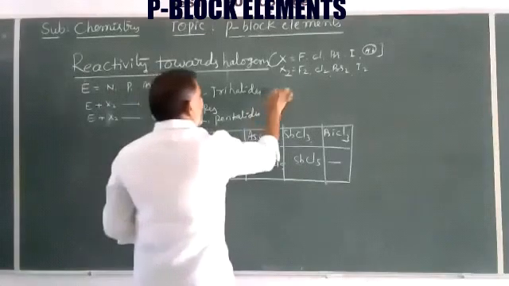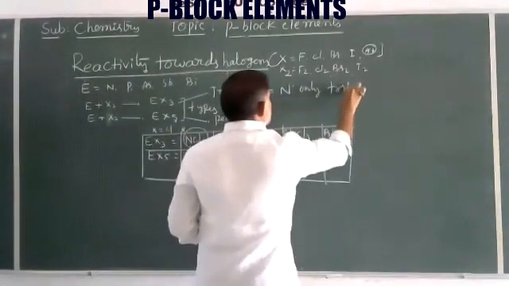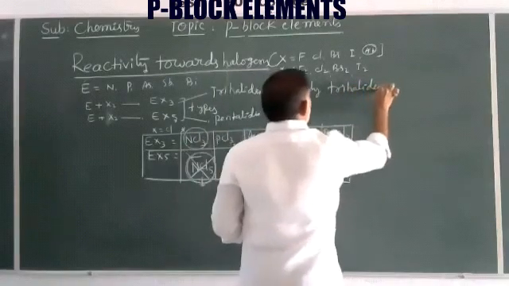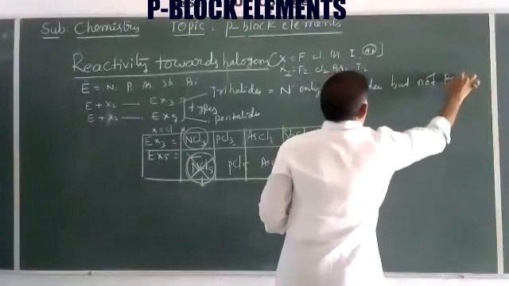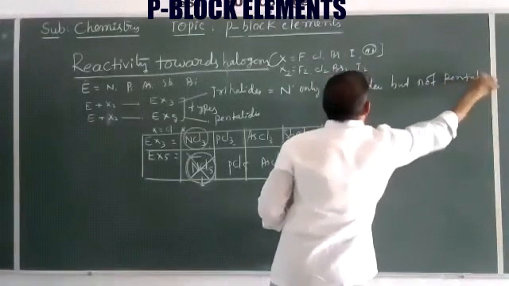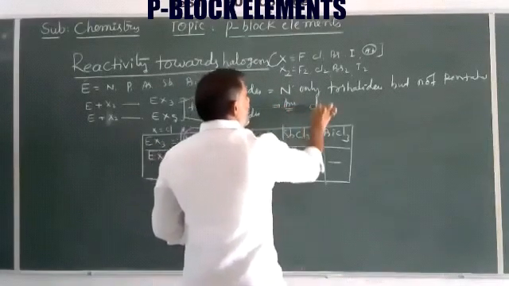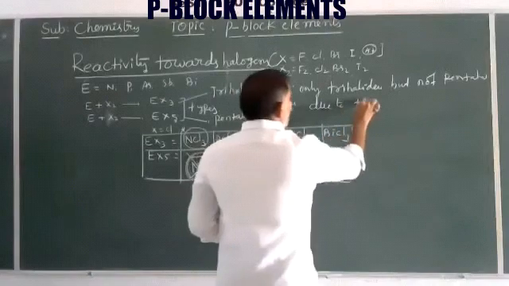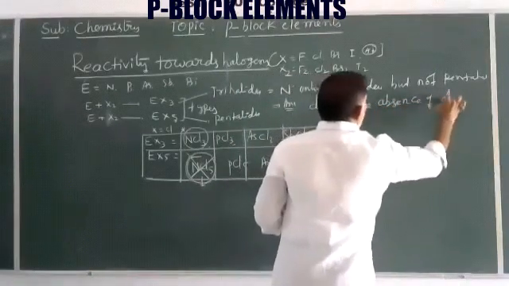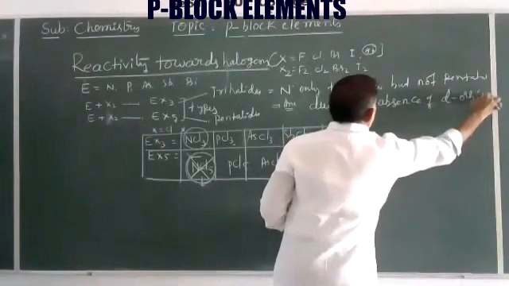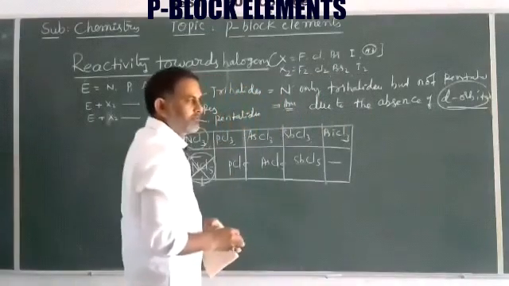Nitrogen forms only trihalides, but not pentahalides. Why? Give reason. The answer is due to the absence of d orbitals in its outermost orbit. Electrons cannot be excited from the lower energy level to the higher energy level.